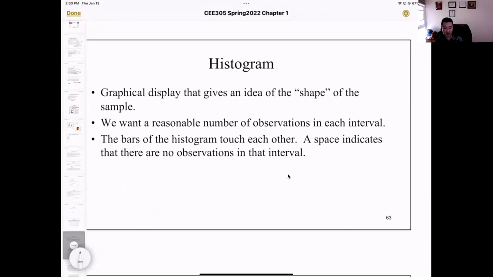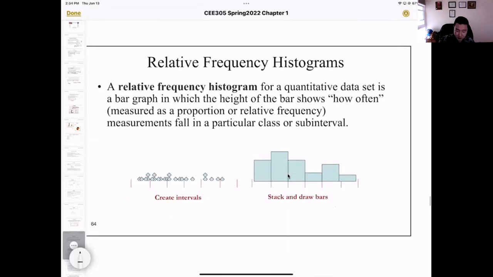The third one is the histogram. The histogram is used very often, so pay attention to this one. It can give us an idea of the shape of the sample. We need to divide the data into several intervals, and the bars of the histogram need to touch each other. If there is a space, it indicates that there are no observations in that interval. Let's show an example.